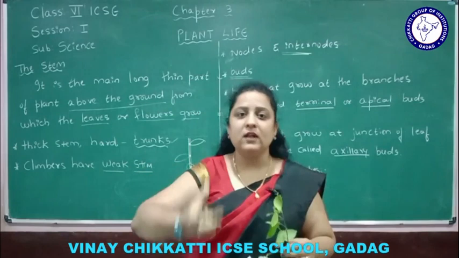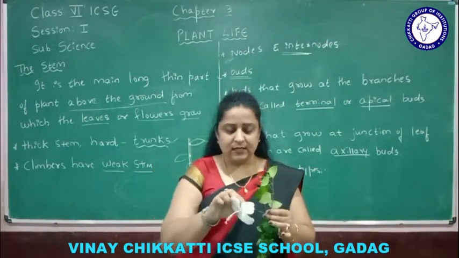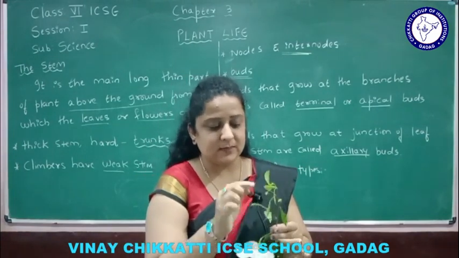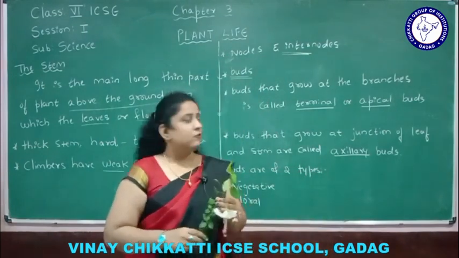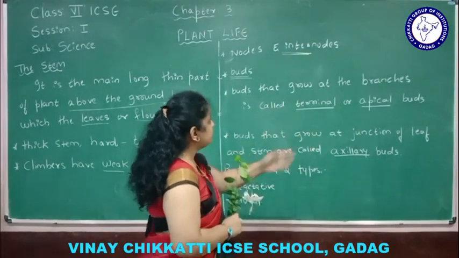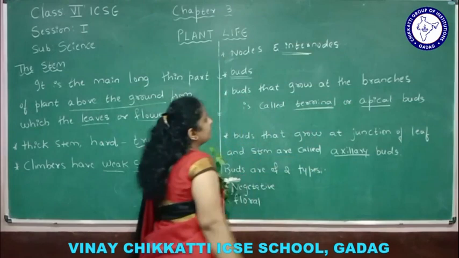Now, does the flower grow directly after fertilization? No. First, it grows in the form of a bud here. As you can see, children, there are so many small buds here, which give rise to new flowers. Buds that grow at the branches are called terminal buds or apical buds.